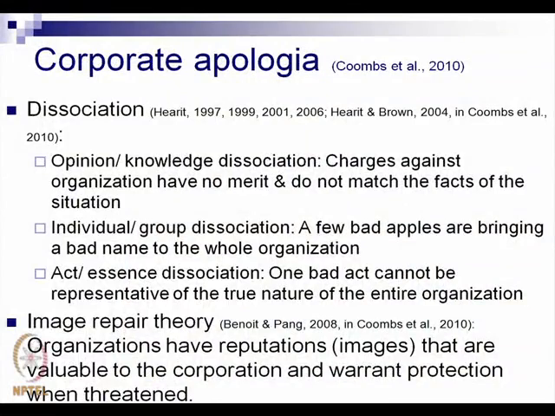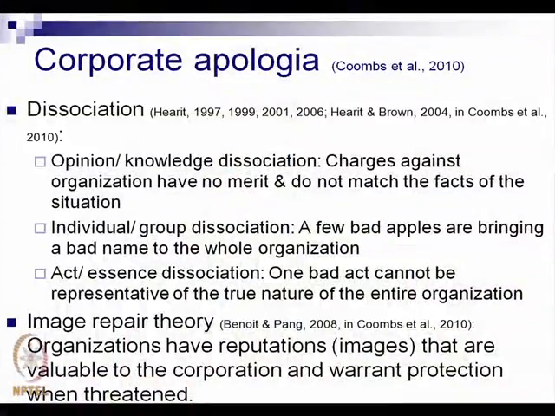Mentioned in Coombs and Associates 2010. Opinion or knowledge dissociation: you say the charges against the organization have no merit and do not match the facts of the situation. So whatever the media is saying is all rubbish. It doesn't make sense. Individual or group dissociation: you say that a few bad apples are bringing a bad name to the whole organization. Yes, a few employees in the organization did something wrong, we admit it, but it doesn't mean that the whole organization is bad.